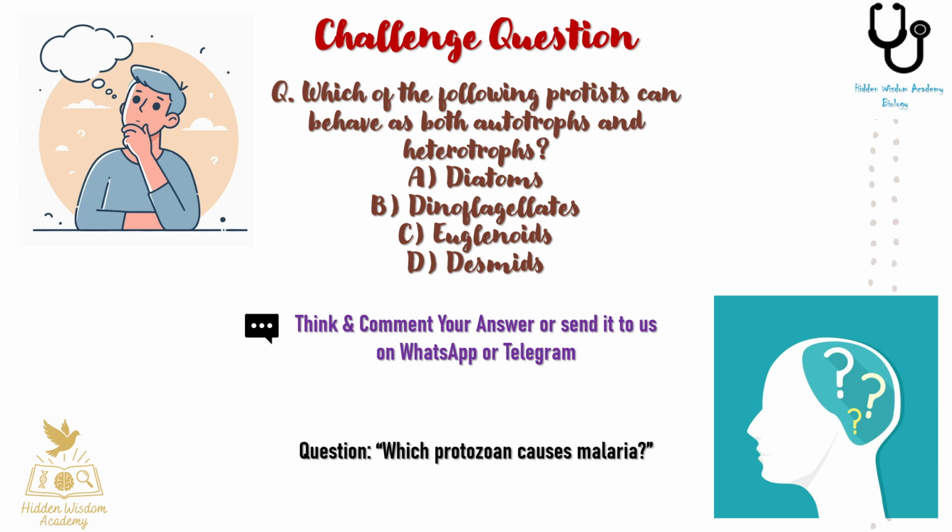Here is your challenge question for today. Which of the following protists can behave as both autotrophs and heterotrophs? Is it A, diatoms, B, dinoflagellates, C, euglenoids, or D, desmids?